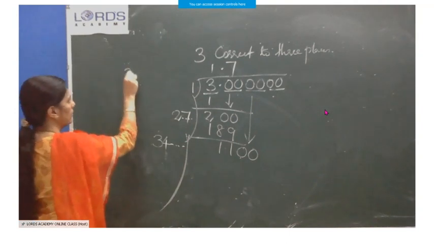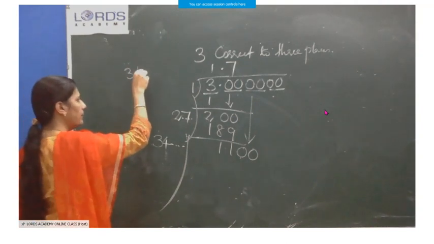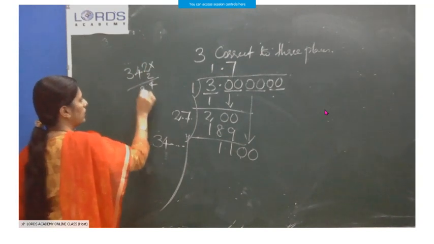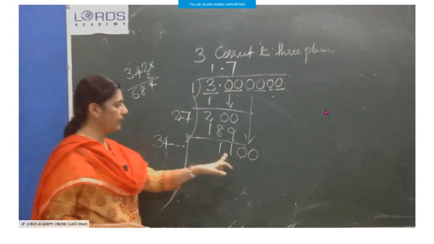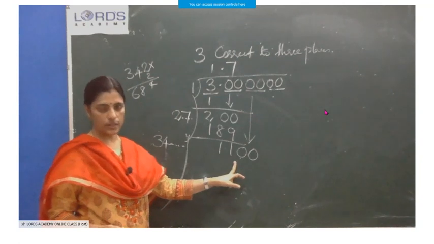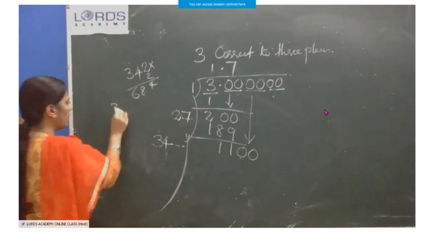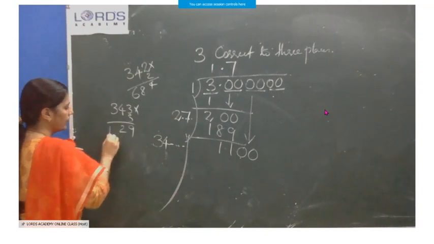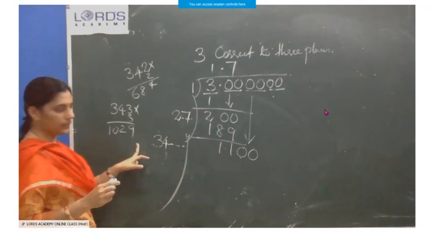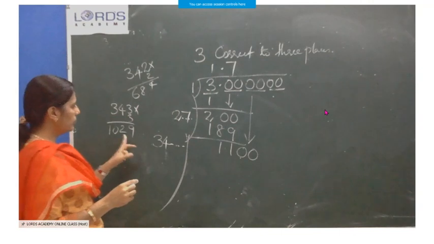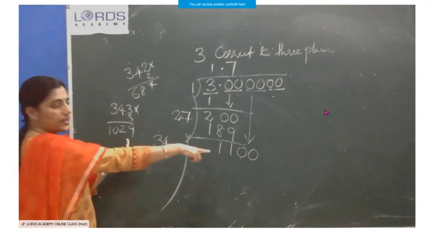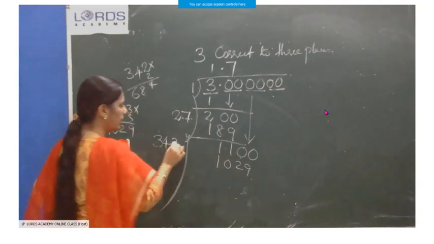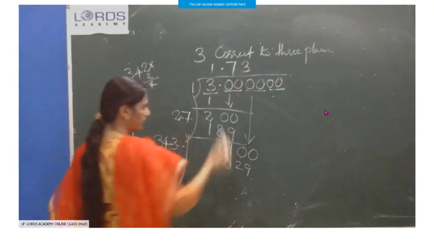Try with 2. I am getting 684, but I can go up to 1000-something, so I am trying with 3. 3, 4, 3 into 3 is 9, giving 1029. If I take 4, it will exceed that. So 1029, 3 here, and 3 here also.